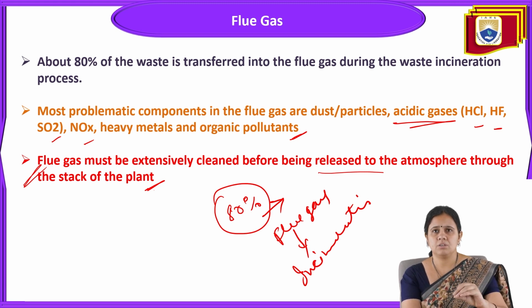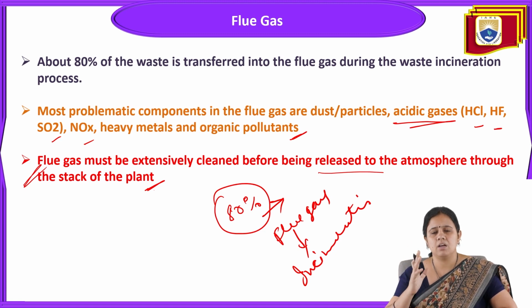The most problematic components in the flue gas are smaller dust particles, some acidic gases, NOx, heavy metals, and organic pollutants. The flue gas must be extensively cleaned before releasing it to the atmosphere through the stack of the plant.